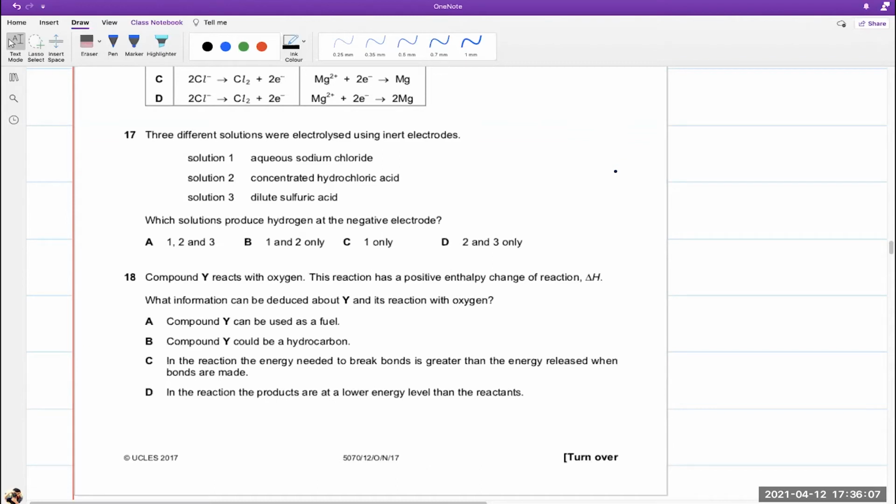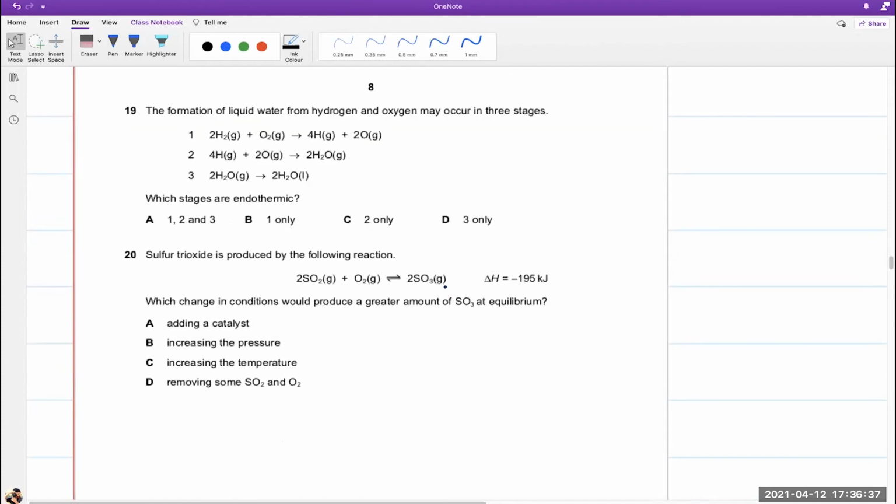What is a positive enthalpy change? Positive enthalpy change means that the energy of bonds that you've broken was higher, and the energy of bonds that are made is lower. So the amount of energy that you have to give in was more, and the amount of energy that was given out was less. So based on that, we can see that this is going to be, yeah, C defines it well. So C is the answer.